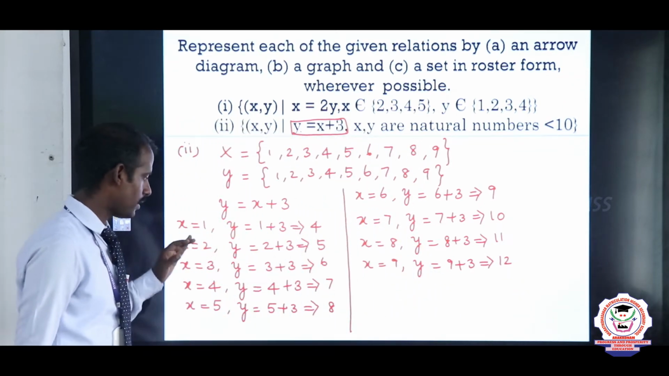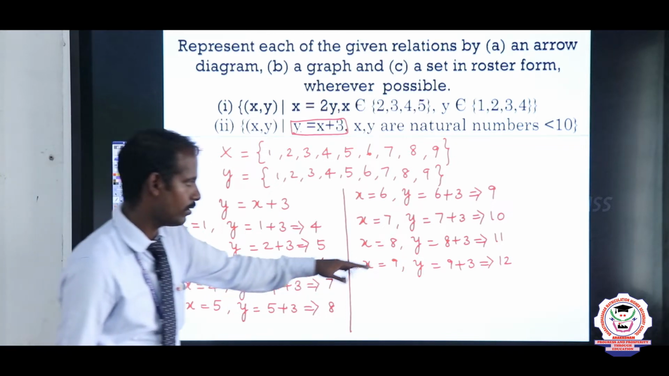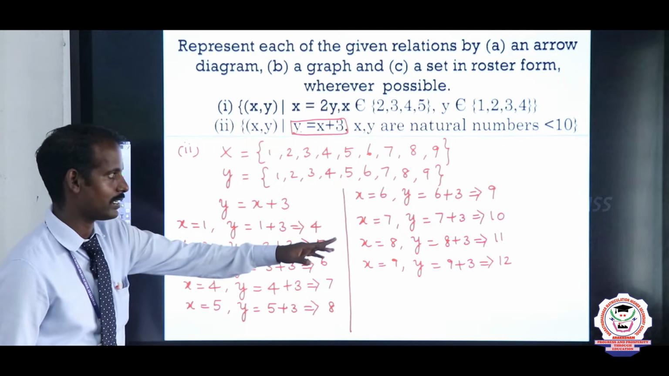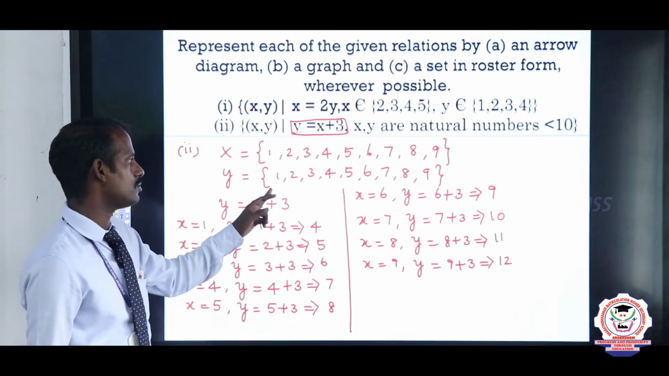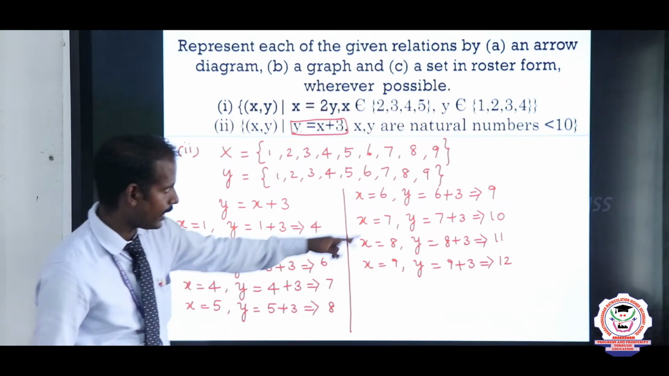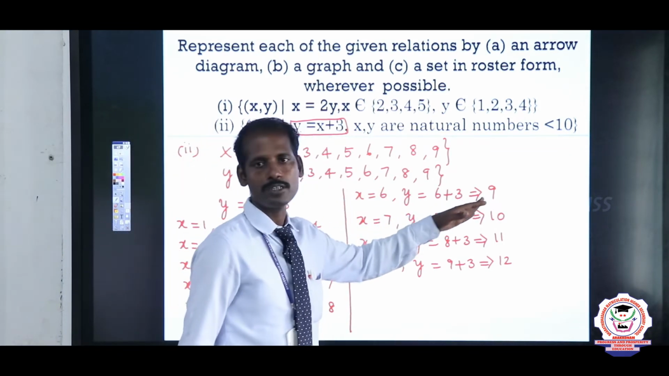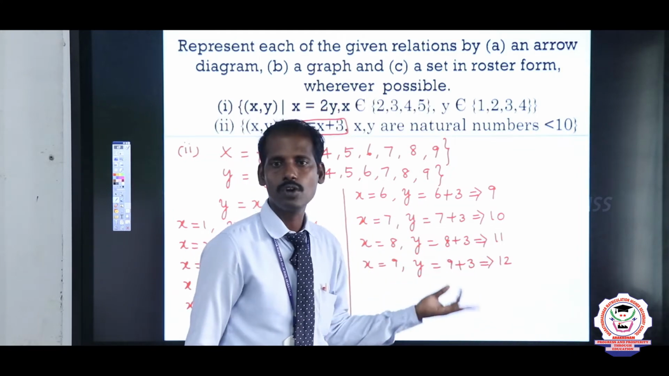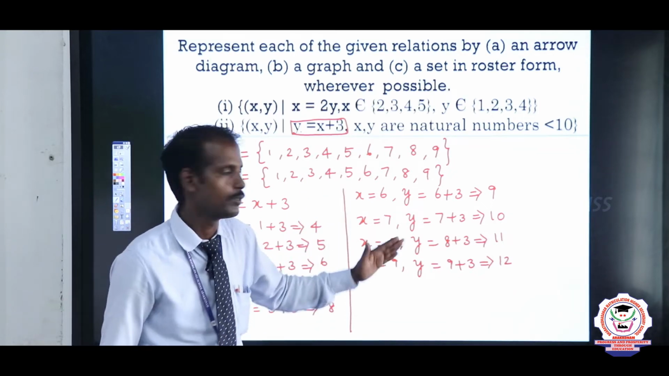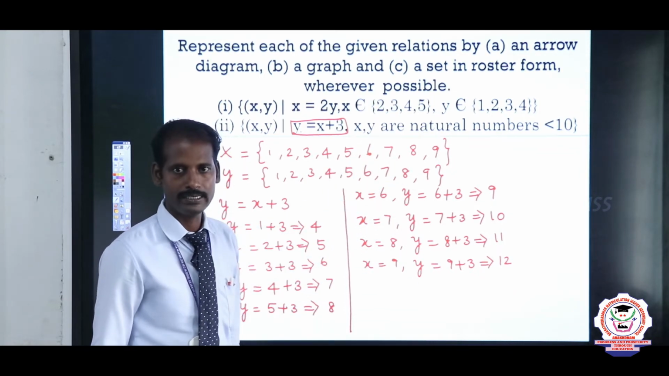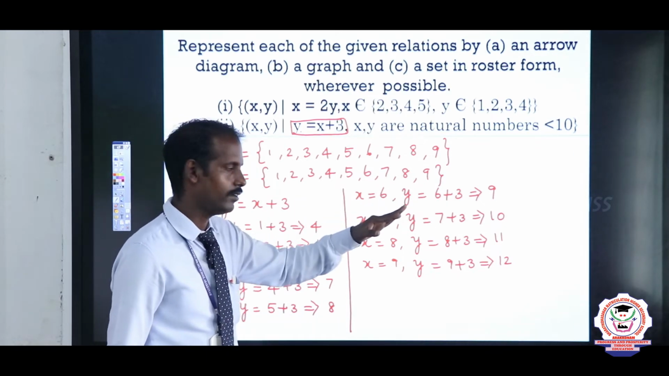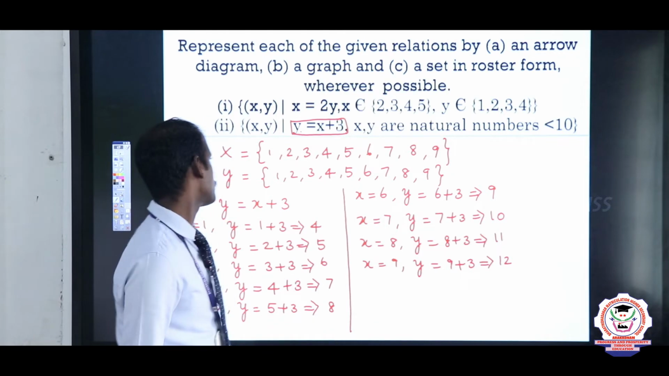So, for x values 1, 2, 3, like this up to 9, what numbers will we get? 4, 5, 6, 7, 8, 9, 10, 11, 12. But the y values are 1 up to 9. Here 4, 5, 6, 7, 8, 9. Only up to 9 is possible. 10, 11, 12 are not possible, because the y values are 1 up to 9. So 10, 11, 12 are not there in the y values. So 4, 5, 6, 7, 8, 9, that is it, those are the y values.